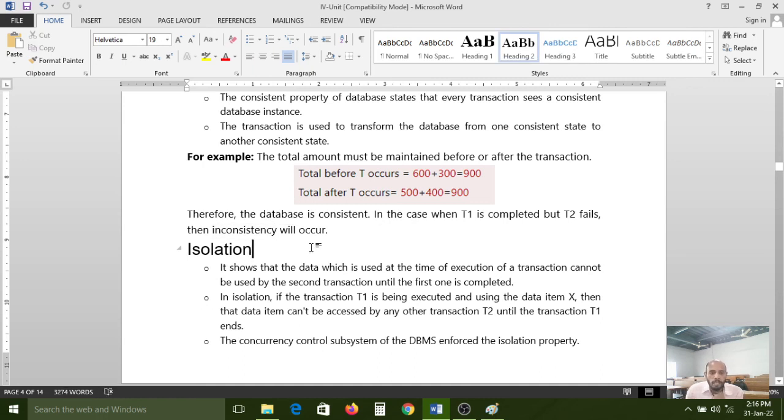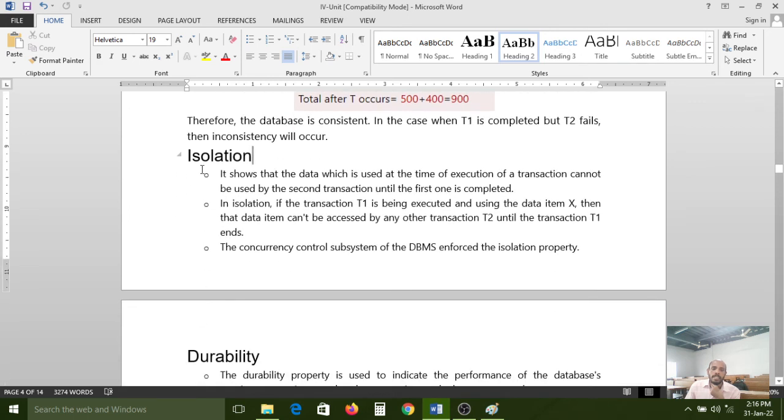So you got my point? I hope you understand about this. Next, isolation. It shows the data which is used at the time of execution of a transaction cannot be used by the second transaction until the first one is completed.